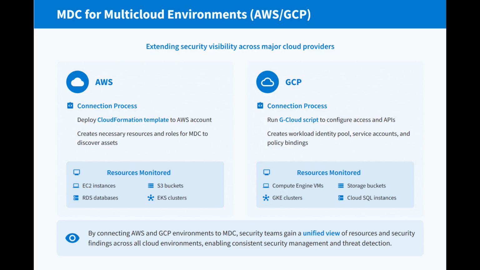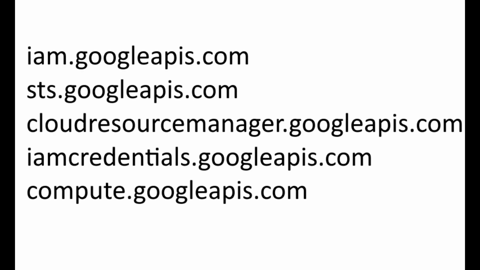The connection process for GCP typically involves running a gcloud script to configure necessary access. The script is auto-generated by Defender for Cloud based on your connection configuration, and it creates essential resources on your GCP environment, including a workload identity pool, workload identity provider, service accounts, and project-level policy bindings. The integration supports the discovery of resources like Google Compute Engine virtual machines, GCP storage buckets, GKE clusters, and Cloud SQL instances. To enable discovery and authentication, certain GCP application programming interfaces must be enabled. Here are some of these.